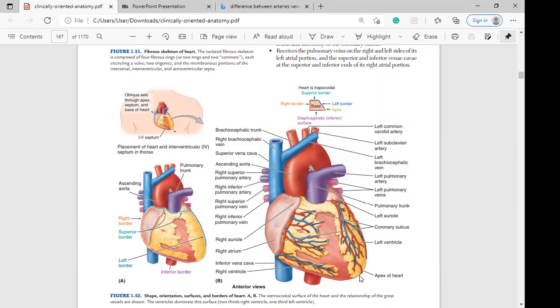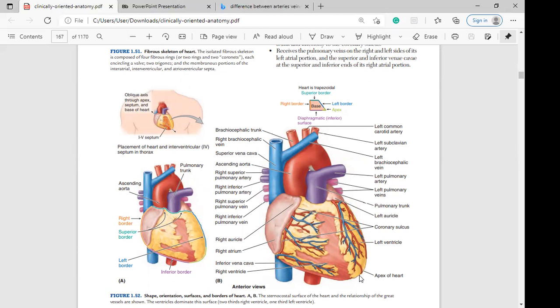One last question. Give me the tunics of the blood vessels. Tunica adventitia, tunica media, and tunica intima. In the tunica intima, you find the vascular endothelium, the subendothelial layer, and the internal elastic membrane. In the tunica media, you find the external elastic membrane and smooth muscle. And the last tunic is the adventitia.